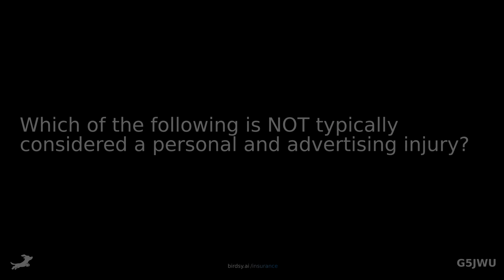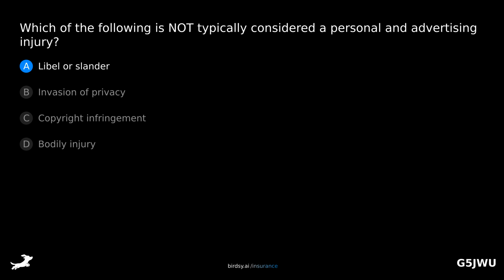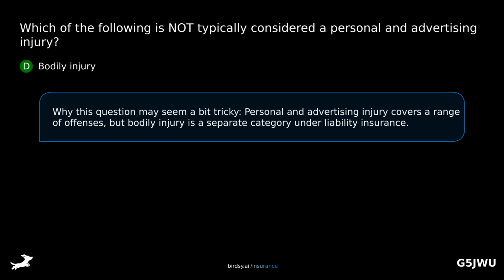Which of the following is not typically considered a personal and advertising injury? Is it A, libel or slander, B, invasion of privacy, C, copyright infringement, or D, bodily injury? The answer is D, bodily injury. Why this question may seem a bit tricky. Personal and advertising injury covers a range of offenses, but bodily injury is a separate category under liability insurance.